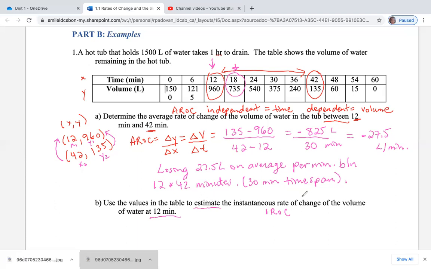So I want an instantaneous rate of change at one point in time. Just to write this out for your notes, that would be at one point in time, which is at 12 minutes. But in order to get that instantaneous rate of change, because I don't have a graph, I need to get it from the table.